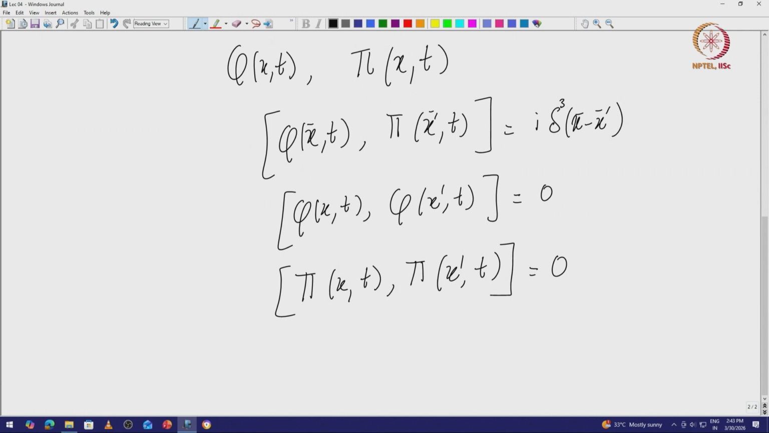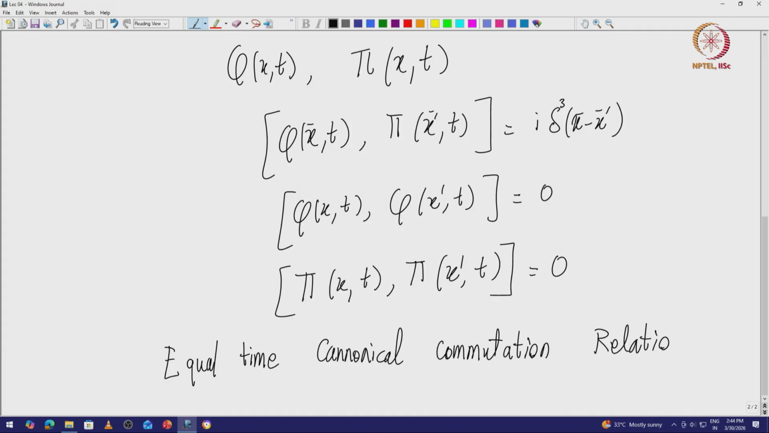These are all at the same time. So we call these equal time canonical commutation relations. This is something you should remember. You can give it an acronym, but that is not important. It is just important that we remember that they are at the same time.